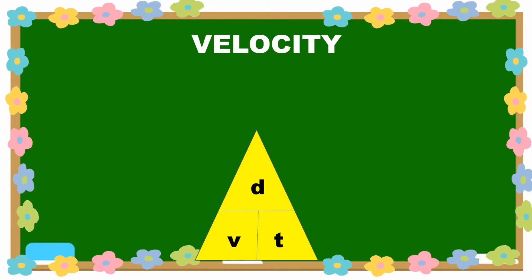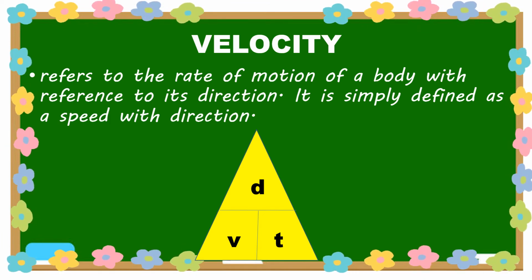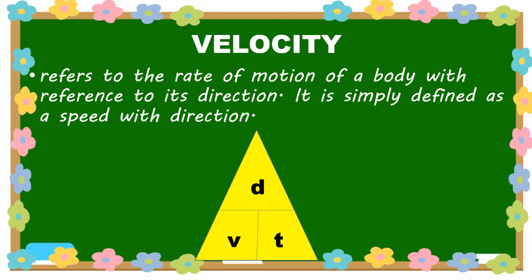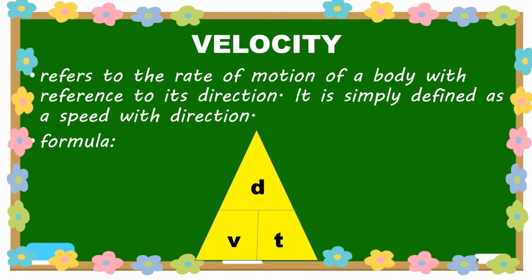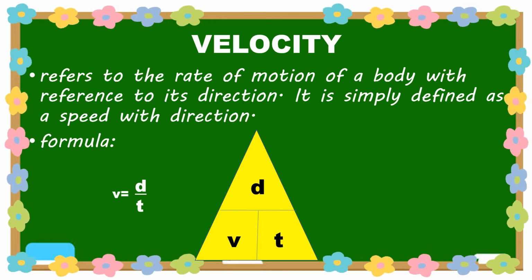Let us now proceed with the velocity. So when we say velocity, it refers to the rate of motion of a body with reference to its direction. It is simply defined as a speed with direction. So the formula in getting the value of velocity is equal to displacement over the time. Now, how are we going to derive this formula if the displacement is missing or the time is missing?